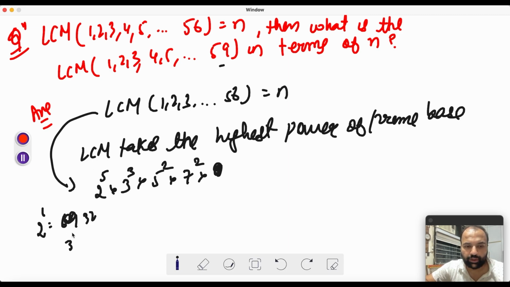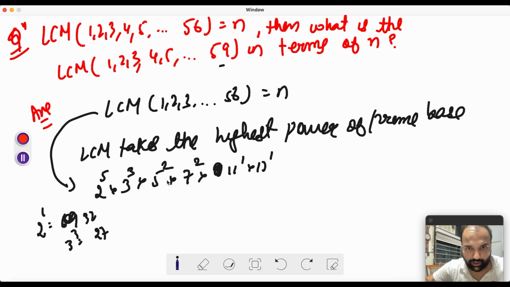3 to the power 3 would mean 27. Why not 3 to the power 4? Then it would be 81, but we don't have space for 81 because we just need to find up to 59. Similarly, 5 cubed would have been 125. Again, we don't have space for that, so 25 is the highest, and 7 squared is 49. Why don't we go for 11? Because 11 squared would be 121. We don't need it, so it will be just 11 to the 1 and 13 to the 1. Any prime number you can take, that does not help us.